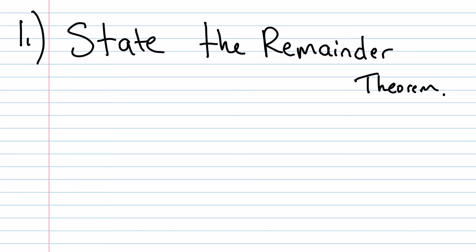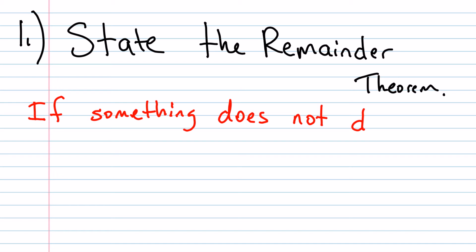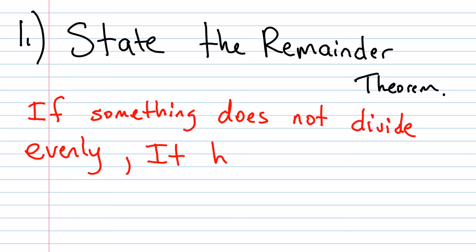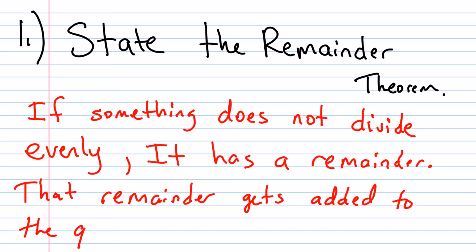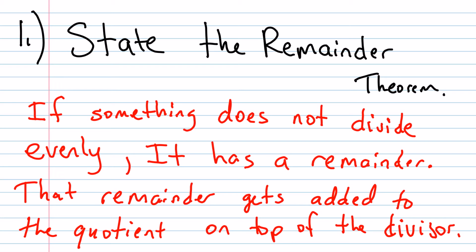the remainder theorem in our kind of world, our words, just says if something does not divide evenly, it has a remainder. And we showed that in class. And the most important part, that remainder gets added to the quotient, and that's the answer. That's just so you might have added to the answer, on top of the divisor. And that's it.